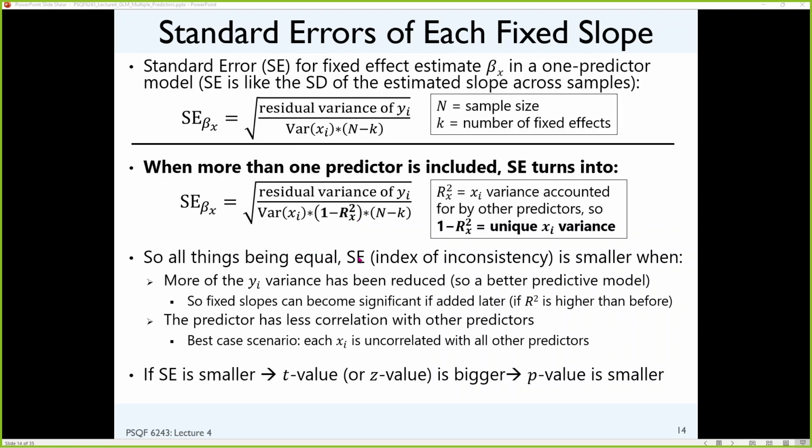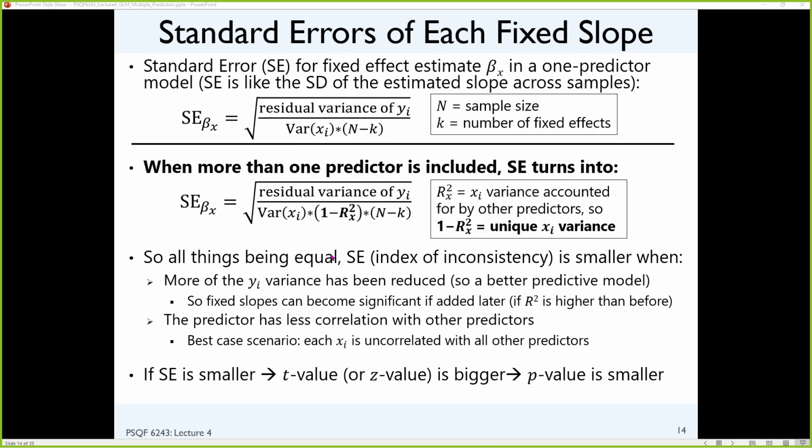So all things being equal, a standard error for a slope, its expected inconsistency across samples, is smaller when there's less variance left over. So if you've done a better job explaining the y variance, you have a smaller standard error. Practically speaking, what that translates to is that order can matter in terms of drawing conclusions. Like if I put a predictor in a model, I look to see if it's related to the outcome. I say, nope, it's not significant. I'm going to take it out, go put in something else. If I were to revisit that predictor down the road after adding more things that explain more variance, its effect could become significant at that point because there's less leftover variance in y. So order can matter from that perspective.